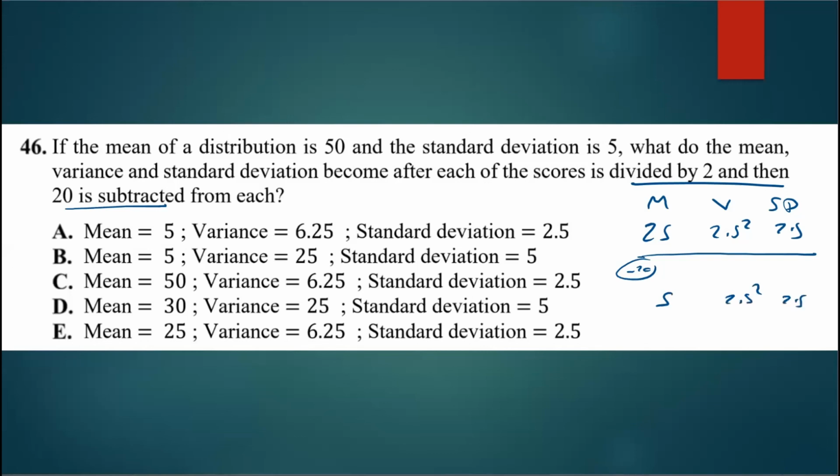Okay, so I believe the answer should be A. 5 and the square and 2.5. So addition affects only the center, and division and multiplication affect the center and the deviation. That means the variance, standard deviation, and range are affected only by dividing and multiplying.